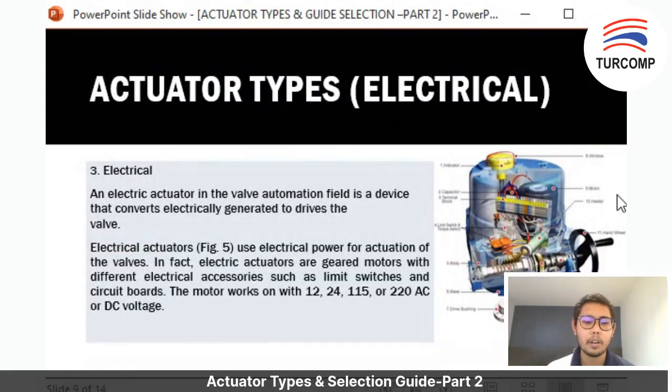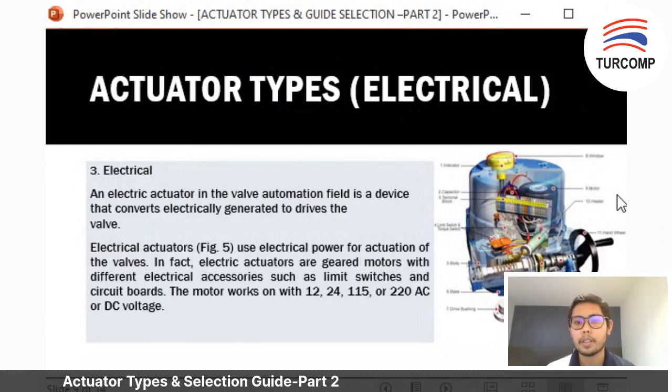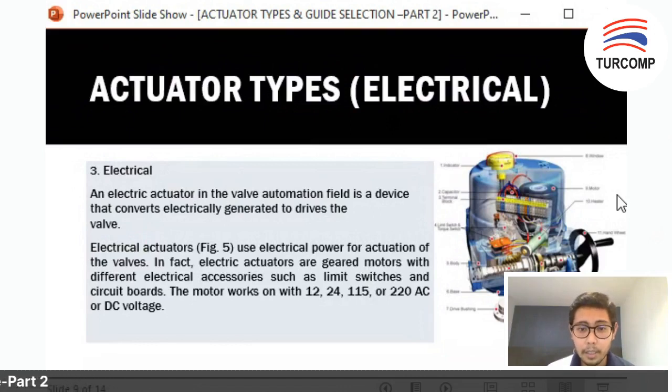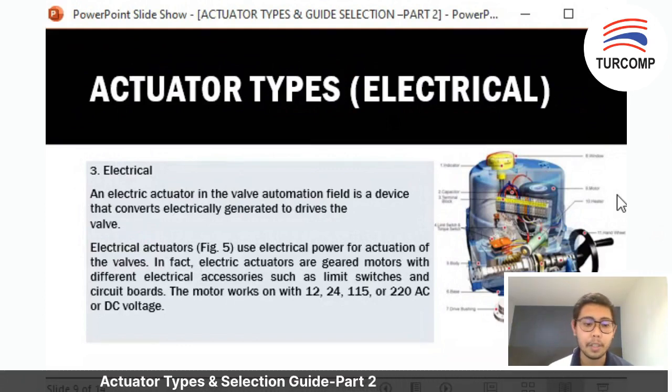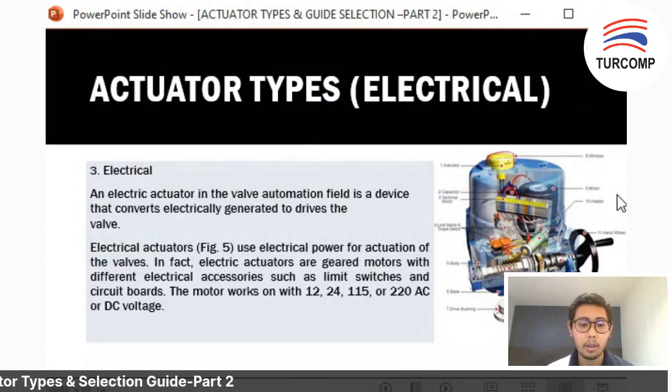Okay, let's see the third actuator type we have, electrical. An electric actuator in the valve automation field is a device that converts electrically generated energy to drive the valve. So we have electric to drive the valve actually. So how does it work? We will go and see that.